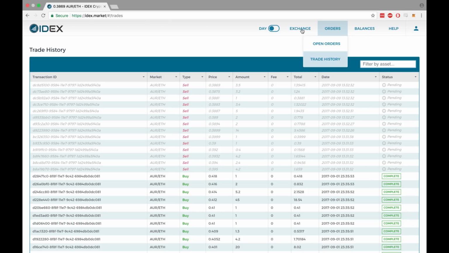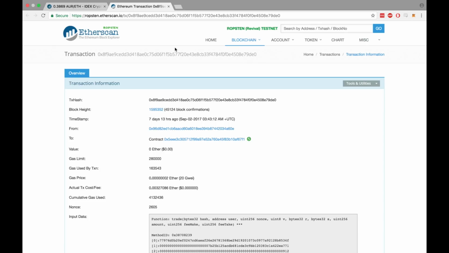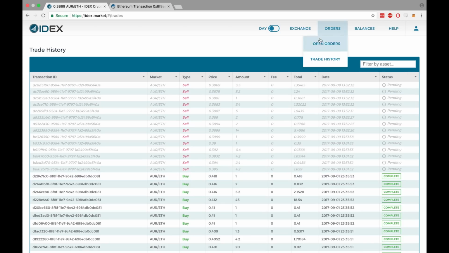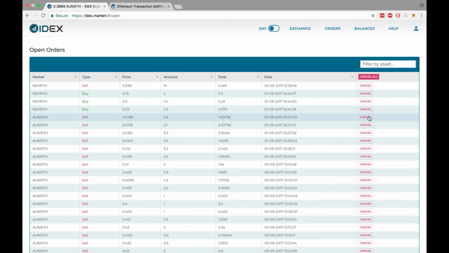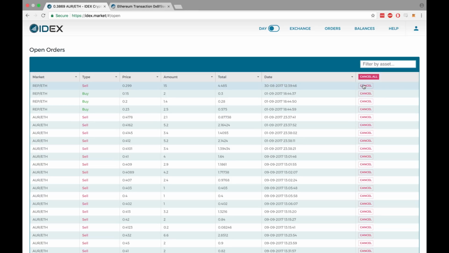The trade history displays the status of all past trades, including those that are still in progress. Clicking the status redirects to Etherscan, where the full transaction details are visible. Open Orders shows existing orders across all markets, providing a single location for reviewing and managing resting limit orders. Orders can be canceled individually or all at once.